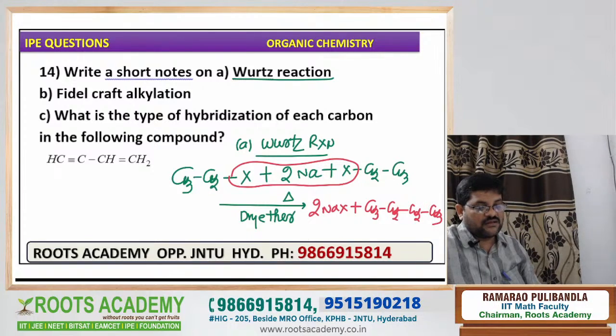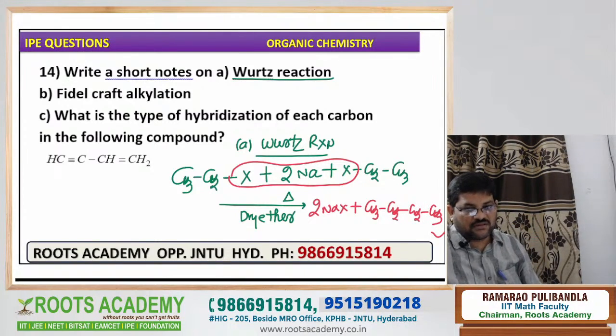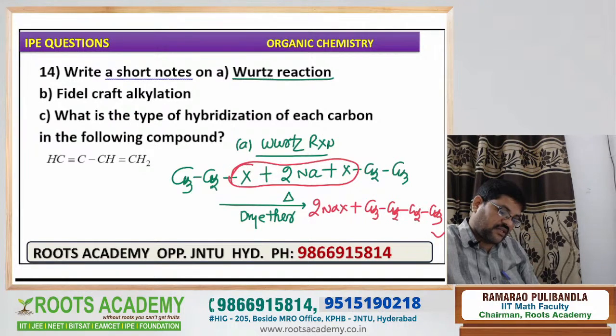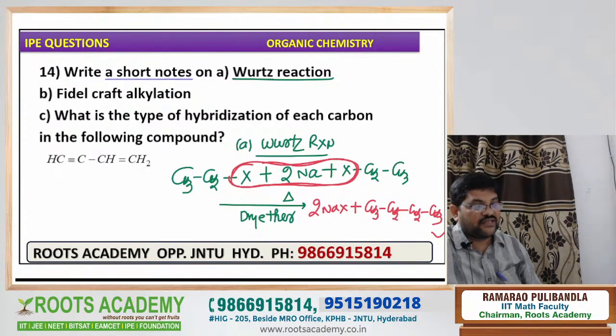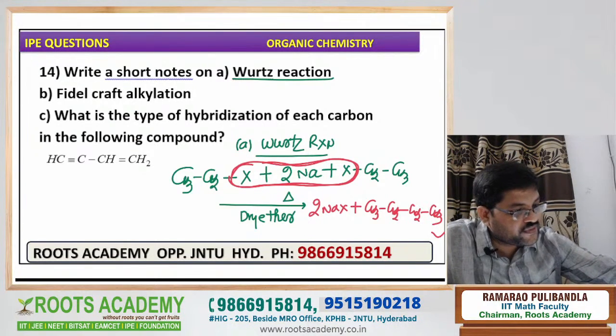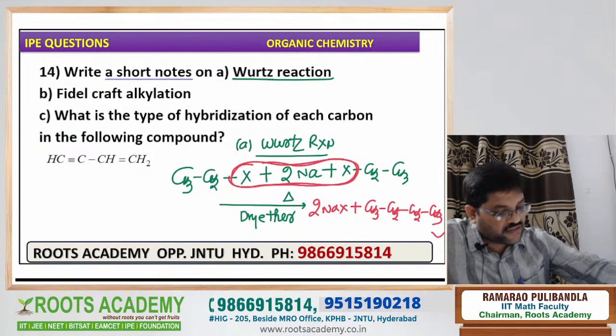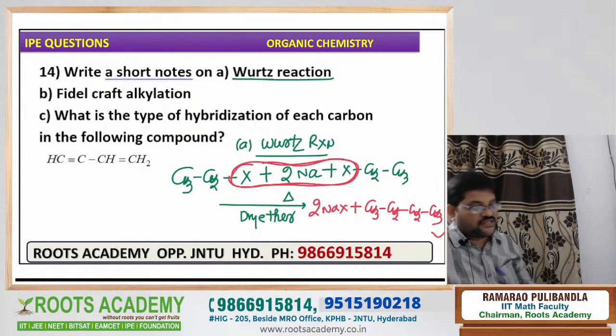So this is the Wurtz reaction. Simple explanation. Have no confusion. Clear what I am saying? So 2 moles of the ethyl halide react with the sodium metal in the presence of dry ether solvent, and you get butane gas. That is the Wurtz reaction.